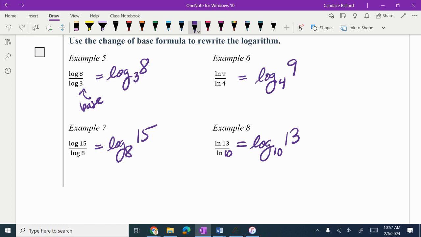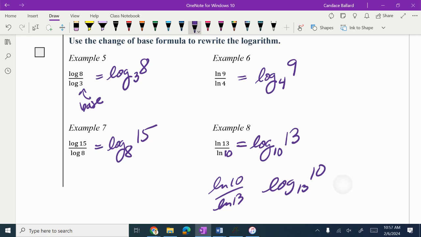Not necessarily. It just happened to be in these ones, and that's what I happened to do. It doesn't have to be. I could have it reversed, right? Natural log of 10 over natural log of 13, and then it would be log base 13 of 10. Does that make sense? So it doesn't have to be. What I picked just happened to be that way. Okay. That was a good question.